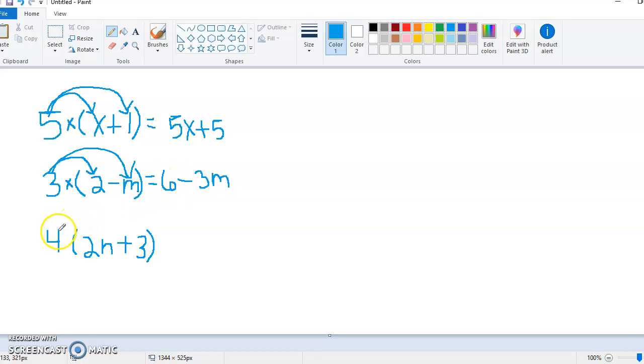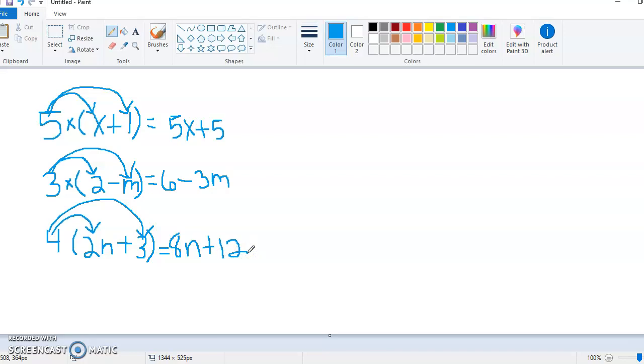Also, you may see something like this. Sometimes your variable will have a number in front of it, but you still just multiply the same way. So we're going to multiply 4 times 2n. So 4 times 2 is 8, so that gives us 8n. Sign stays the same. And then 4 times 3 gives us 12. Okay, so that's distributive property.